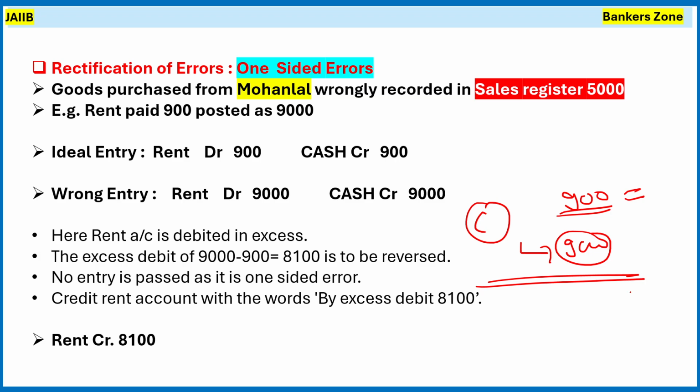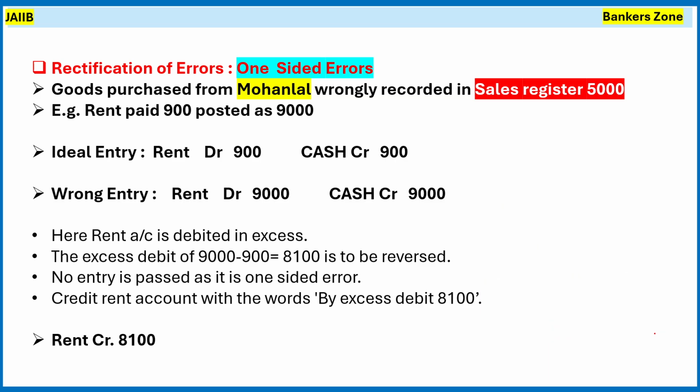So by the end of the day, you will have the 8100 as the excess, right? So you will credit that again to the customer's account. You will write their excess debit, reversal of excess debit. Okay, so in that way, a practical example is there.